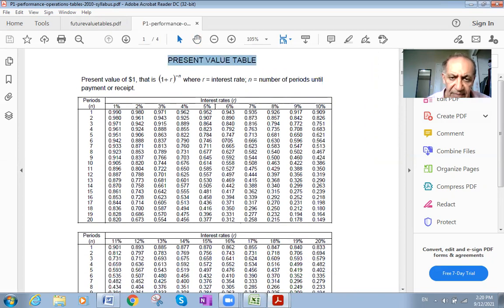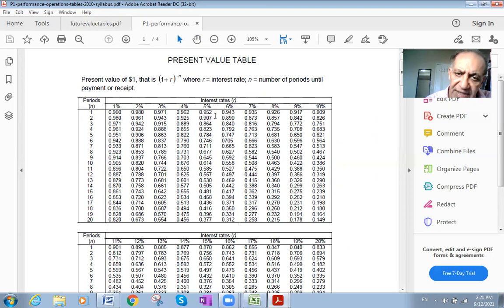So, for example, when you go down to 5% for the first year, it will be 0.952. That means that $1 after 1 year will be like 95 cents, 0.2 of its value now. It will lose about 4.8 cents of its value. That's after the first year.